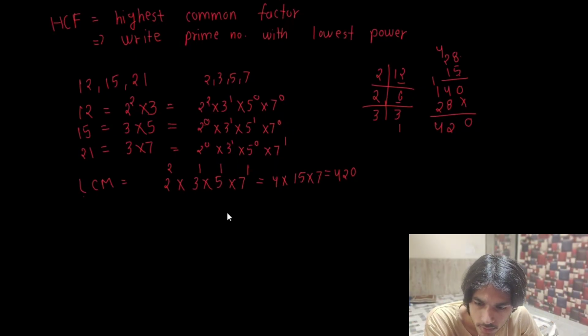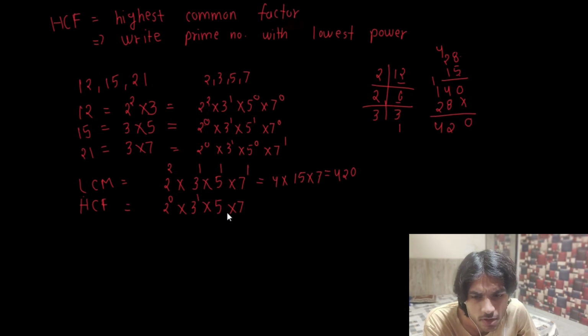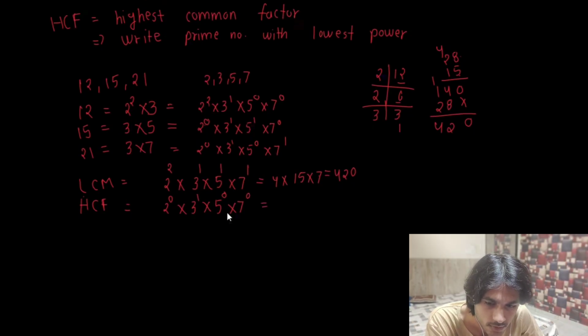Now the HCF would be prime numbers with their lowest power. So prime numbers are 2, 3, 5 and 7. The lowest power among 2, 0 and 0 is 0. Among 1, 1 and 1 is 1. Again, because all of them are equal, 0, 1, 0 is 0 and 0, 0, 1 is 0. So this is 1 multiplied by 3 multiplied by 1. So what I'm going to get? 3.